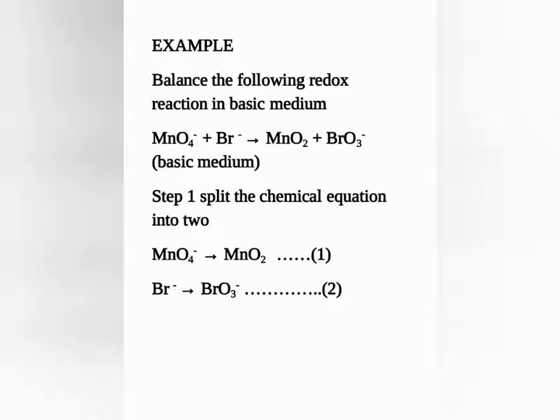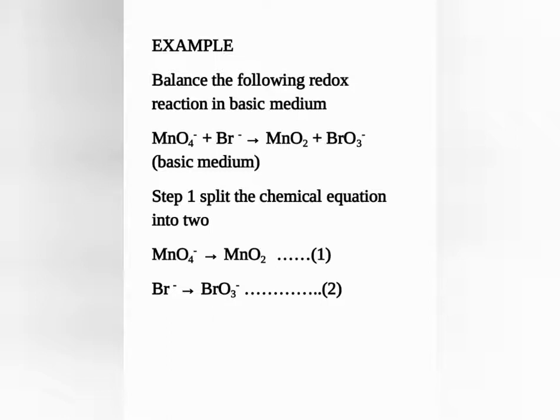Next we are doing another example: balance the following redox reaction in basic medium. The first example was in acidic medium, now we are doing basic medium. The question is MnO4- plus Br- gives MnO2 plus BrO3-. The first step is the same: split the chemical equation into two. That is, the species containing Mn: MnO4- gives MnO2, and Br- gives BrO3-.